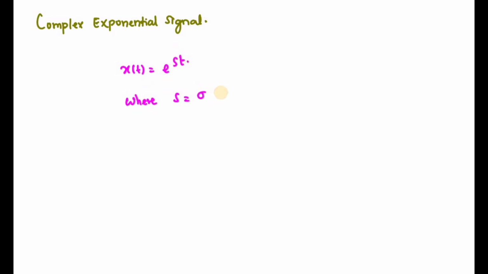The next one is the complex exponential signal. So here I can write x of t is equal to e power st. This is useful in the Laplace transform, where s is equal to tau plus j omega. So e power tau t into e power j omega t, I can write it like this. And e power j omega t, I can write as cos omega t plus j sin omega t.